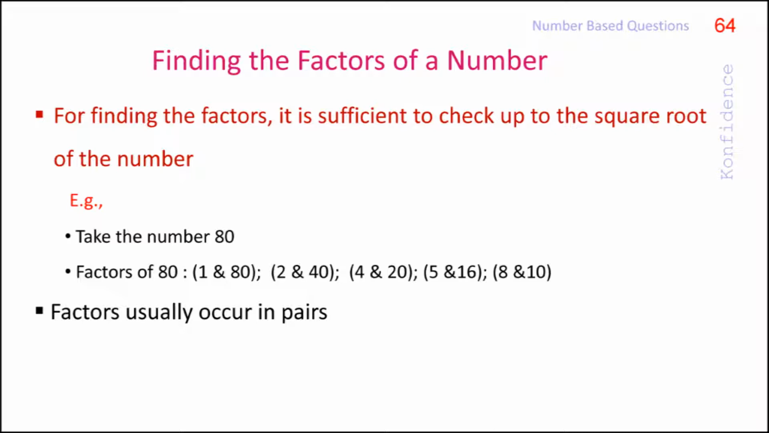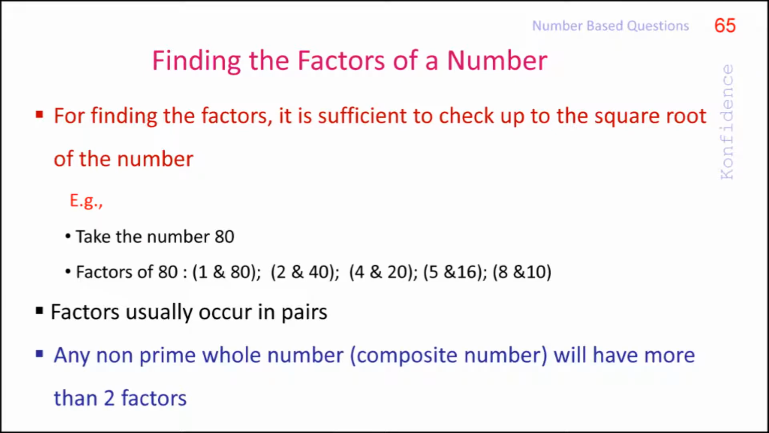For example, if we take 10, 10 into 8 is 80. So 10 is a factor of 80. But observe that we have already taken 10 into account when we took 80 as 8 into 10. So there is no need of checking for factors beyond the square root of the number. Since 80 is having more than 2 factors, it is not a prime number. It is called a composite number.